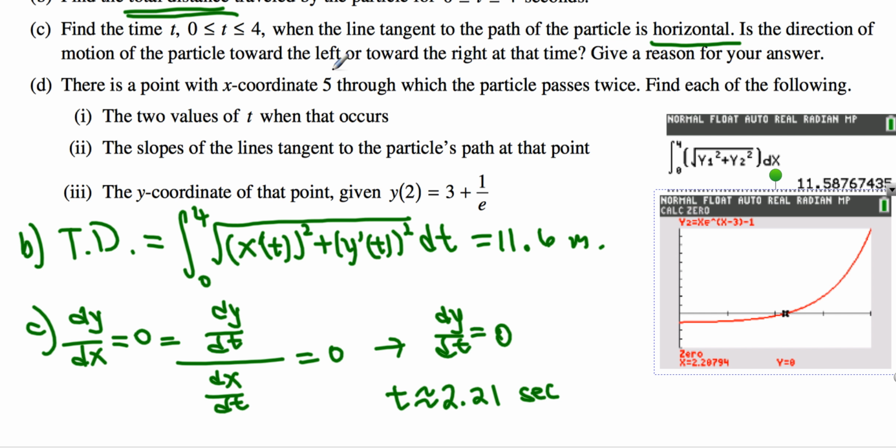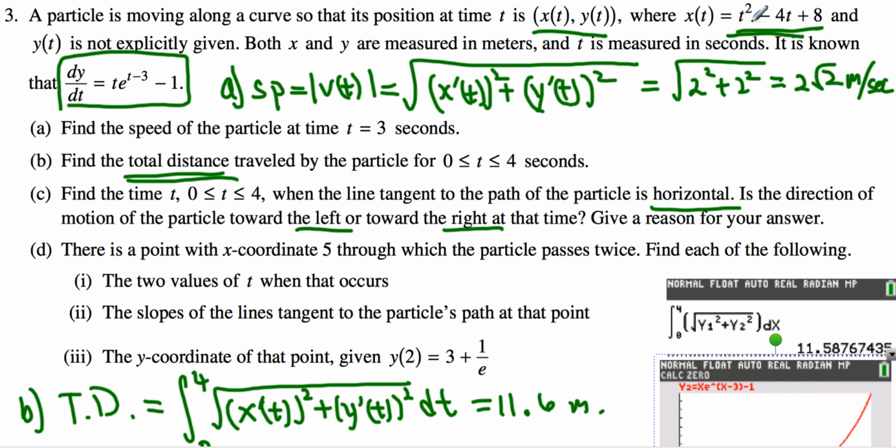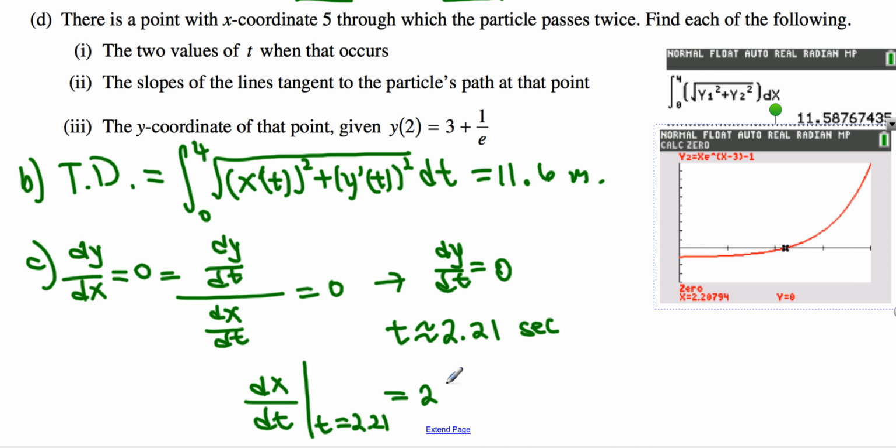Now, in this part, what we have to do is find the direction of the motion of the particle, left or towards the right. Left or right is determined by dx/dt, because x is the horizontal component. So dx/dt in this case, when t is equal to 2.21, the formula was 2t minus 4, so 2 times 2.21 minus 4. We know that this one is greater than 0. So therefore, it's moving right.